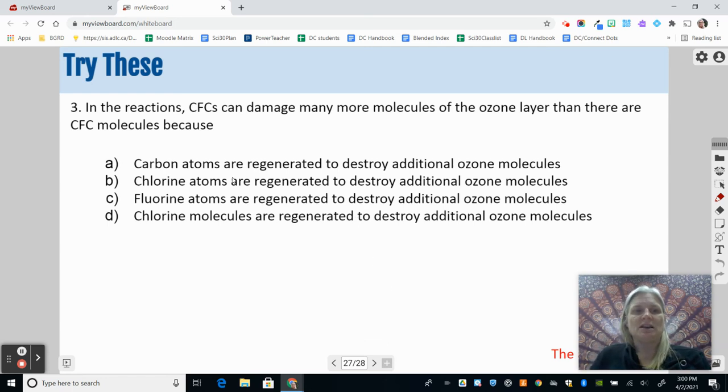Okay, so this is just making sure you understand. It's the chlorine atoms that are regenerating from CFCs, so they just aren't getting destroyed. You keep having that chlorine atom that keeps destroying more ozone molecules.